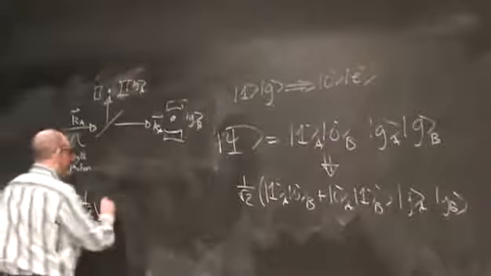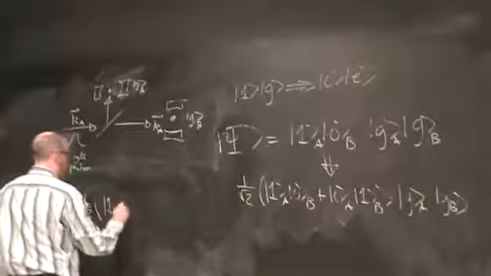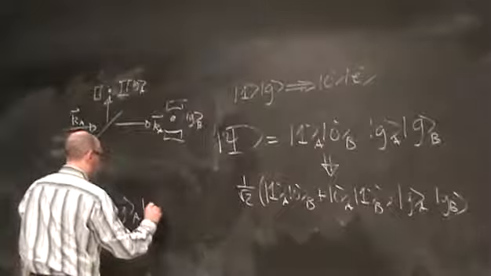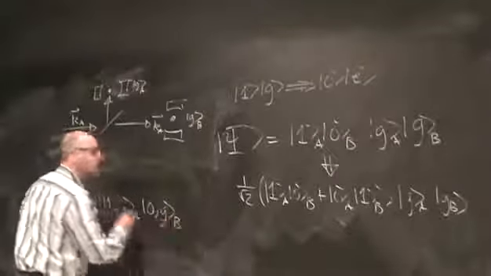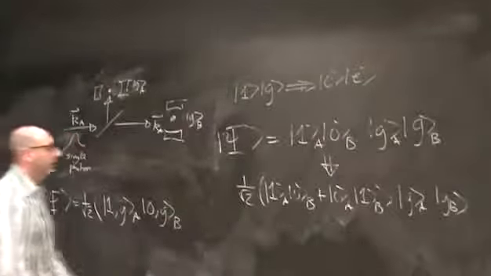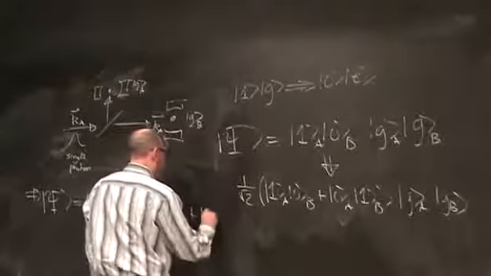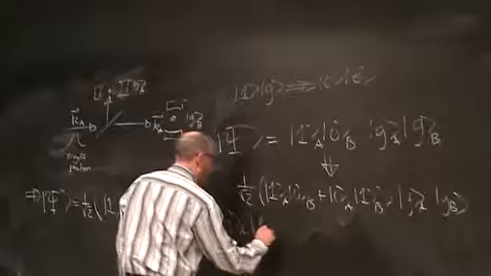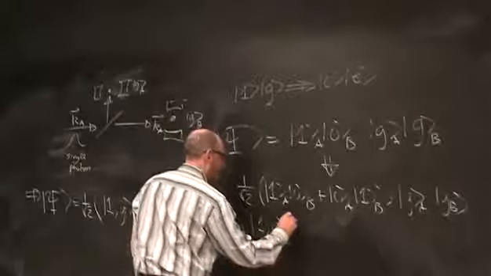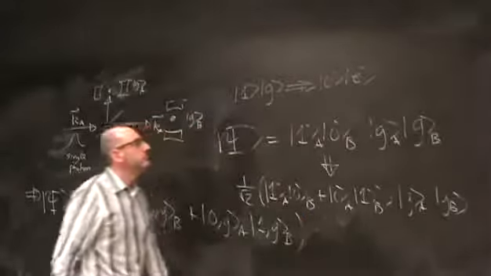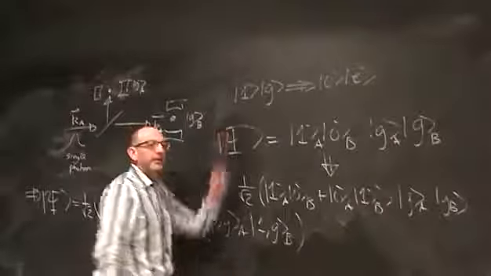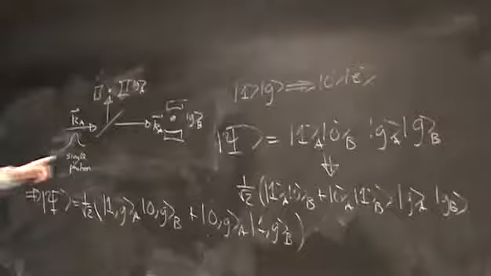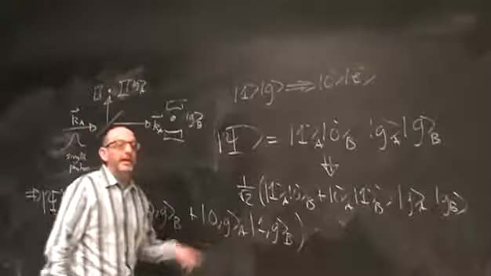As follows. Have 1 GA 0 GB, okay, plus 0 GA tensor 1 GB. Of course, this transformation is such that if the photon is zero, nothing happens.